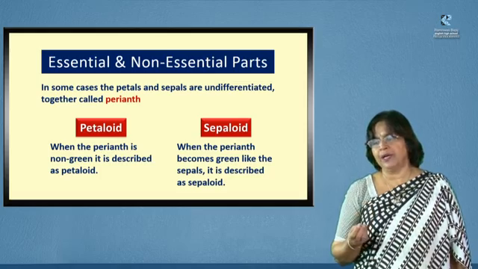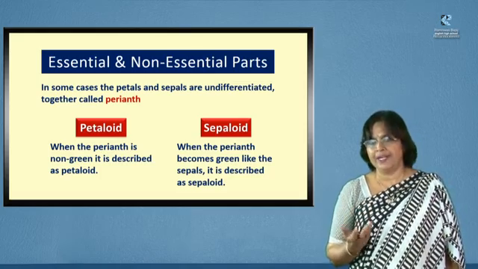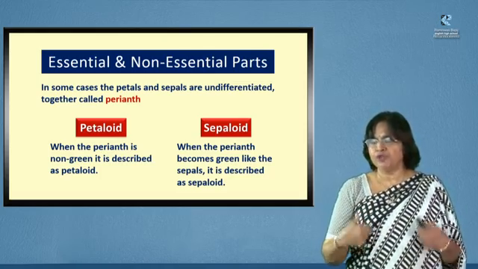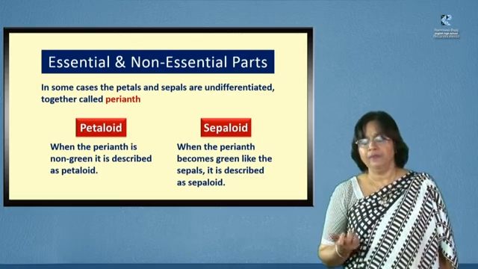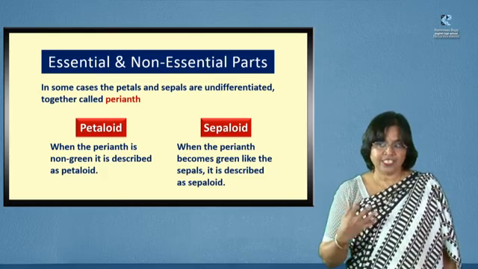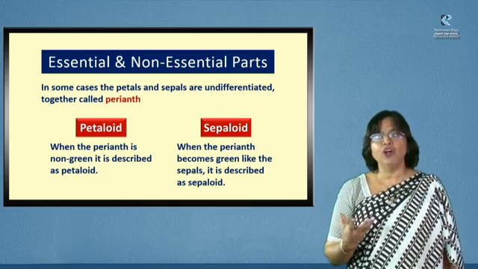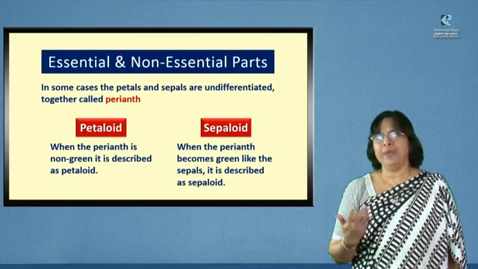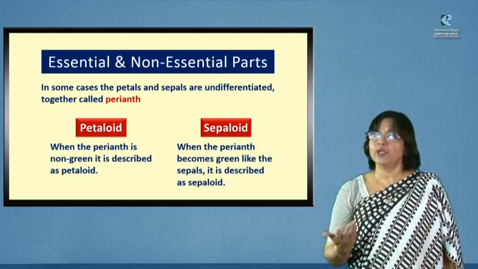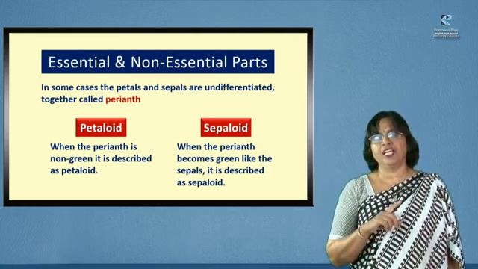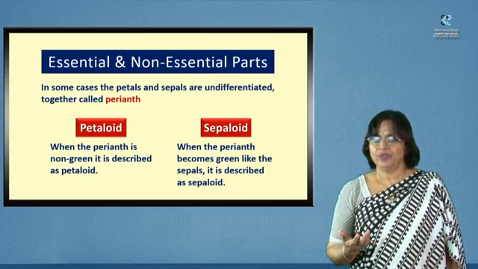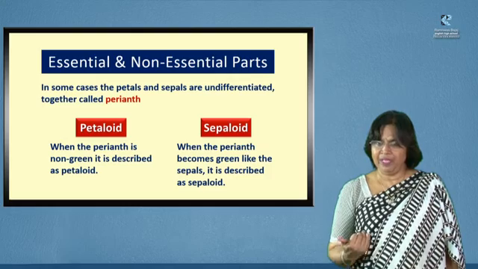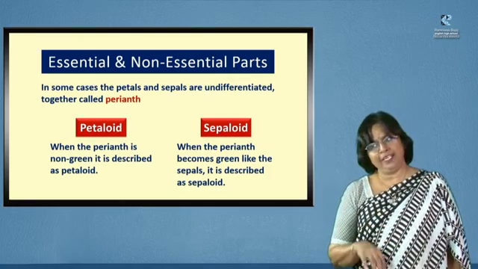A typical example is the spider lily, the white flower often used for garland making. The white that you see is not petals, it is perianth. They look like petals and therefore are called petaloid perianth. Such a perianth, where sepals and petals are similar and look like petals, is called petaloid perianth.